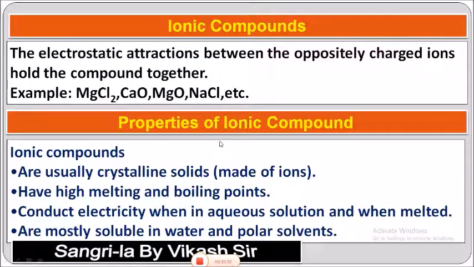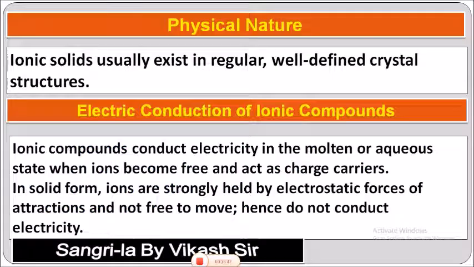Now properties of ionic compounds. Ionic compounds are usually crystalline solids, have high melting and boiling points, conduct electricity in aqueous solution and when melted, and are mostly soluble in water and polar solvents. Remember, this is important. Physical nature: ionic solids usually exist in a regular, well-defined crystal structure.